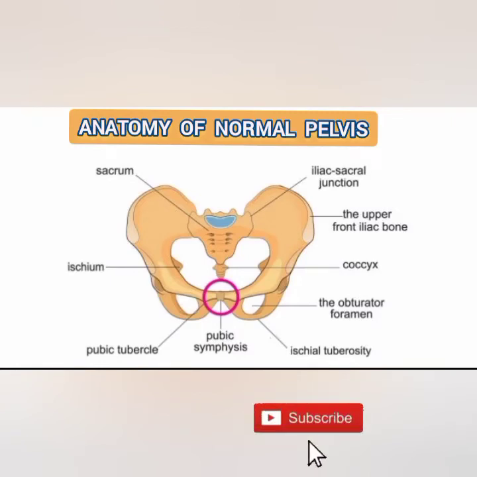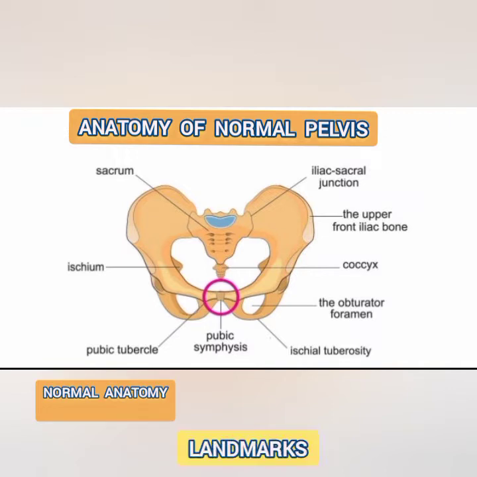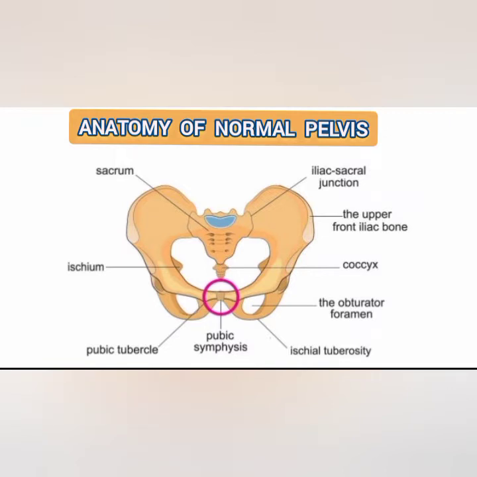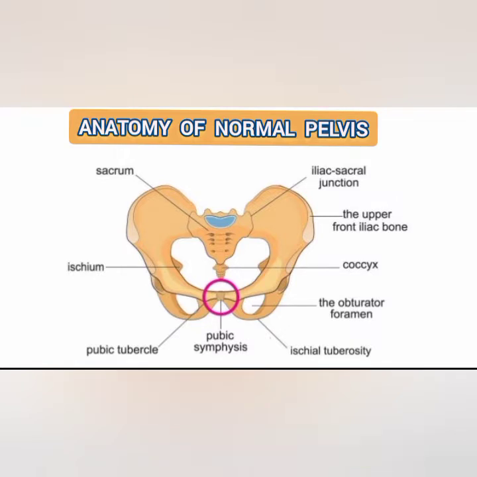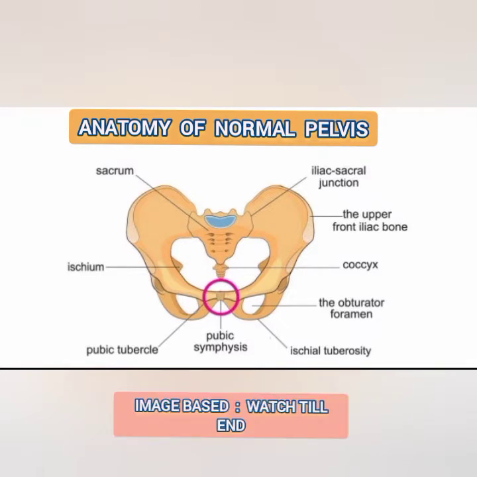Today I am here with another important topic, pelvis. I will be discussing briefly about the different types of pelvis. At last I will discuss the different abnormalities or deformities of pelvis, which is very important for theory based examination, viva purposes as well as for AIIMS examination. So without wasting much time, let us discuss first about the normal anatomy of pelvis.